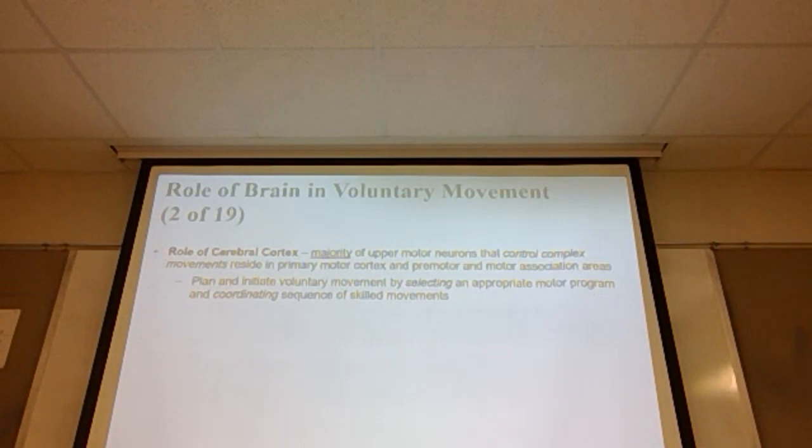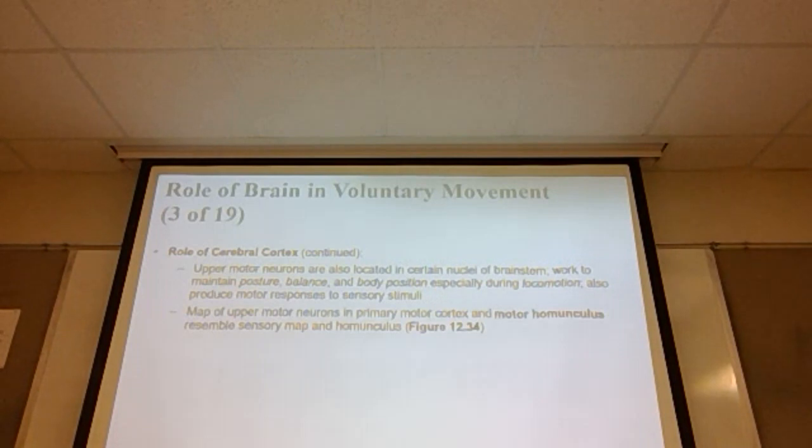The majority of the upper motor neurons that control complex movements reside in the primary motor cortex and the premotor and motor association areas. That is where we plan and initiate any voluntary movement by selecting an appropriate motor program and coordinating a sequence of skilled movements. Upper motor neurons are also located in certain nuclei of the brainstem. They work to maintain posture, balance, and body position, especially during locomotion. They also produce motor responses to sensory stimuli.